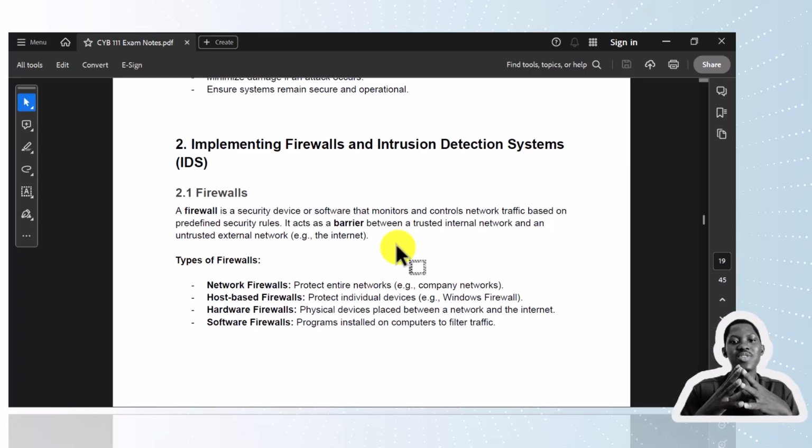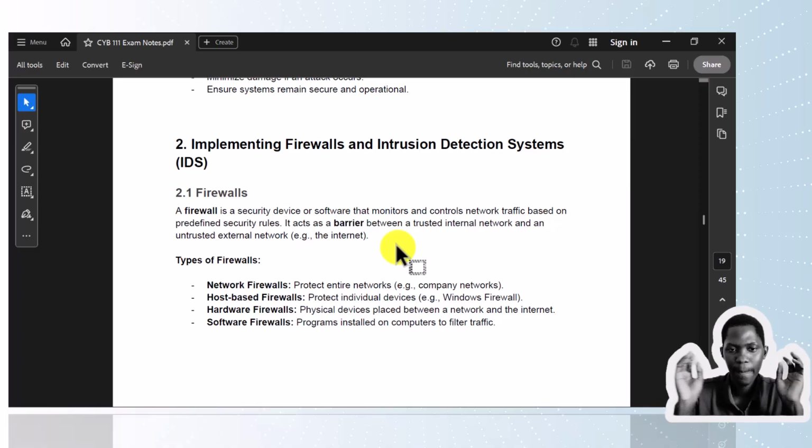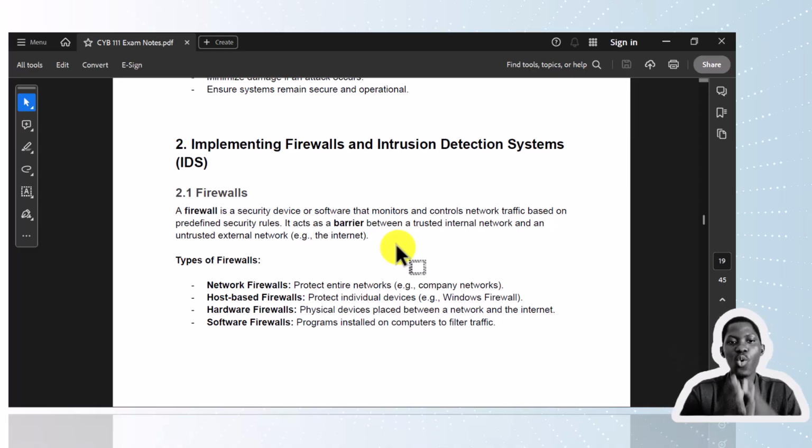Network firewalls protect the entire network, e.g. the company network. Let's say Muhammad Kamadi University has a network system all around the school. The network firewall will protect our entire network. Host-based firewalls protect individual devices, e.g. the Windows firewall that I just showed you. This Windows firewall is just to protect my own laptop, my own device. So that's host-based: host, a device. Network, the entire network. You can see the difference.